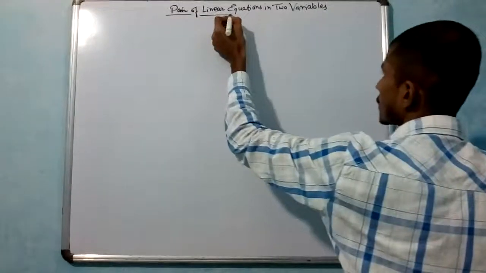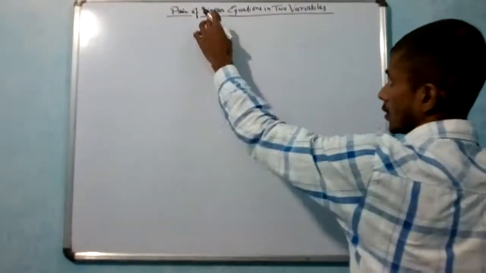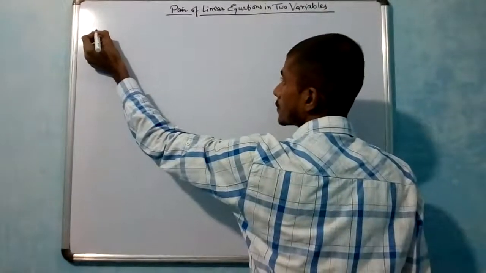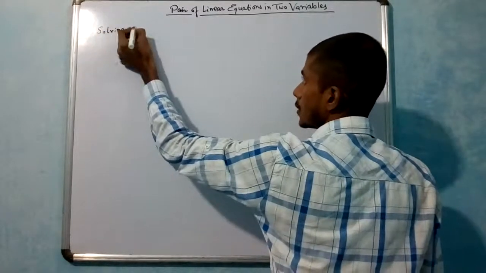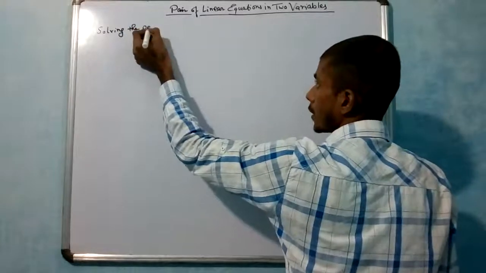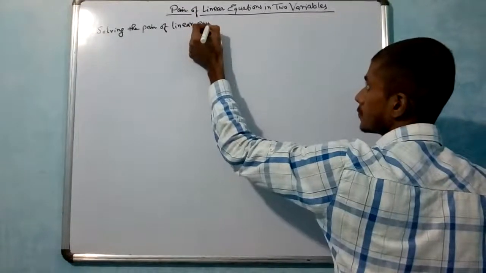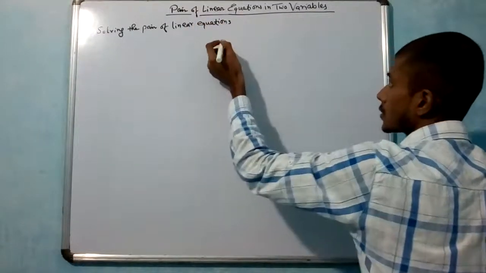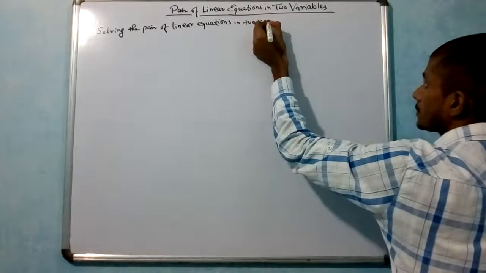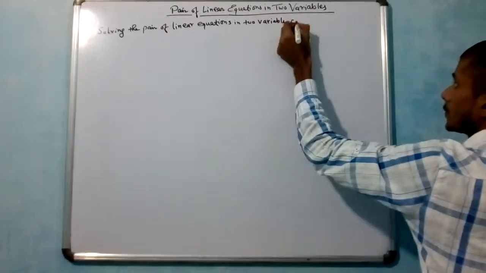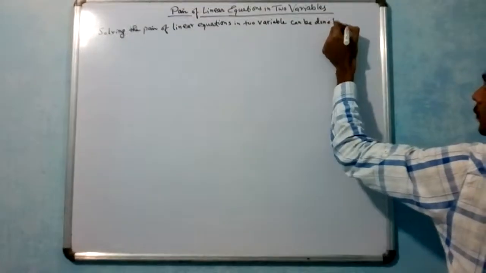Pair of linear equations in two variables. So solving the pair of linear equations in two variables can be done by the following methods.